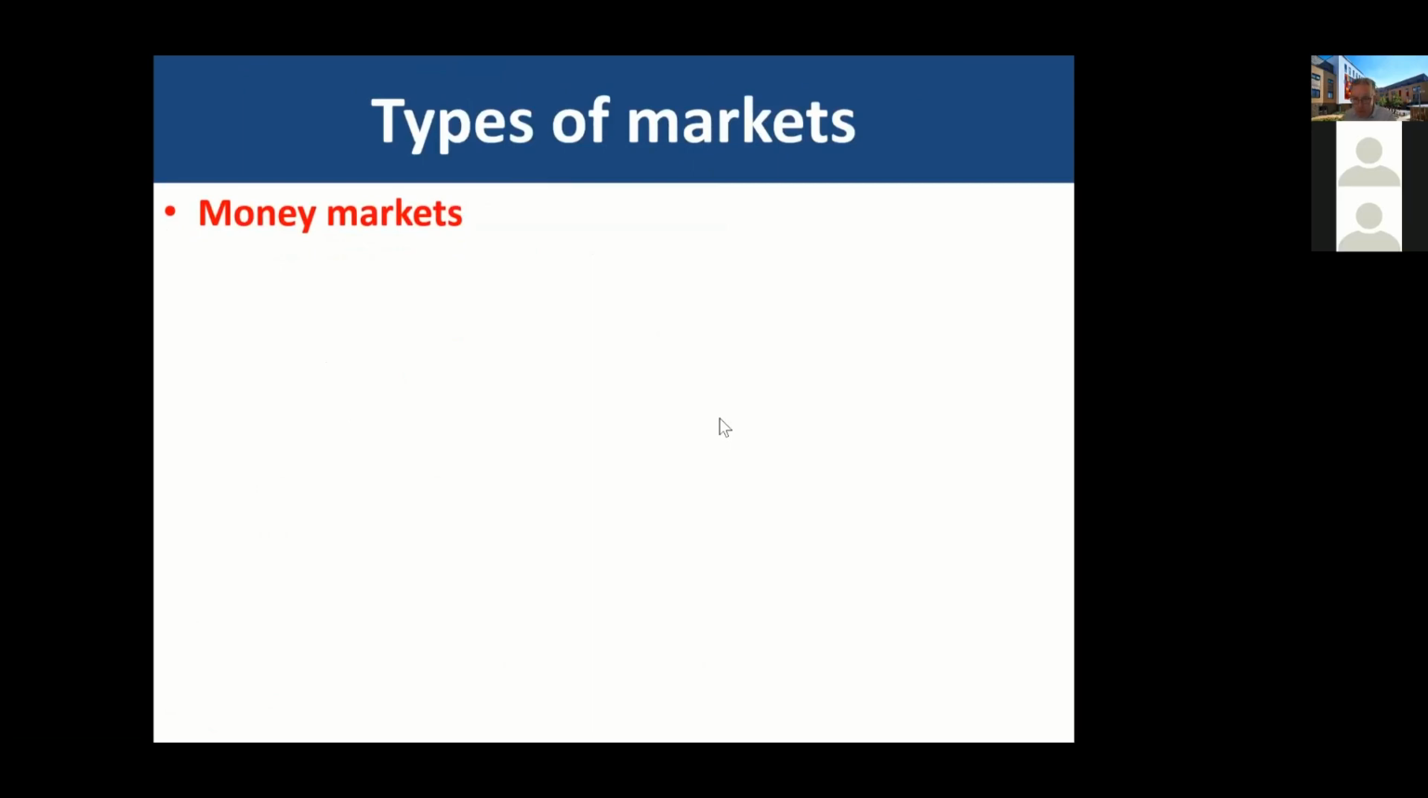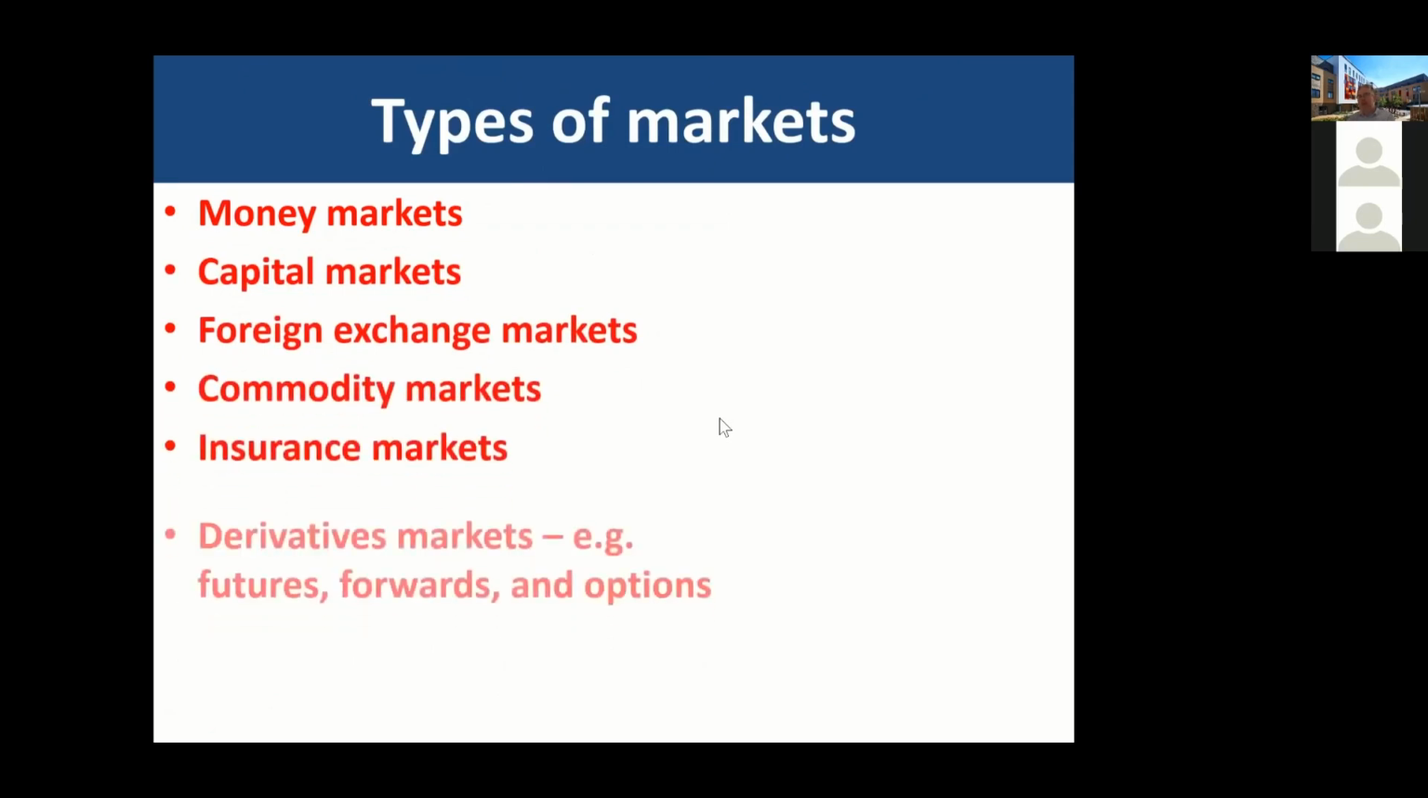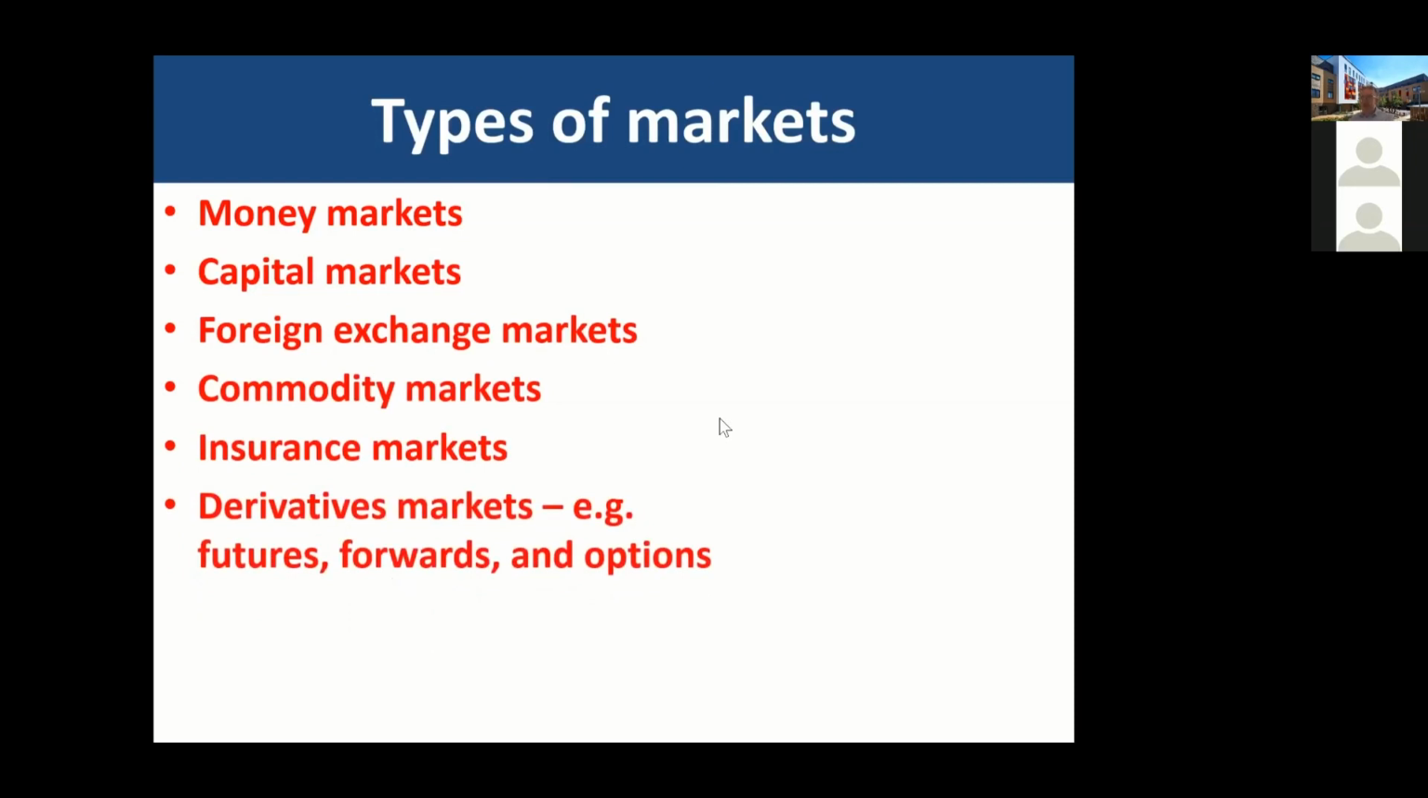When we are talking about financial markets, there are different, shall we say, subsets of markets within the financial sphere. The ones that we will look at here are money markets, capital markets, foreign exchange markets, commodity markets, and very briefly, we'll look at insurance markets. I don't think we're going to have time to look at derivative markets, because as I said, that could be a whole separate series of lessons.